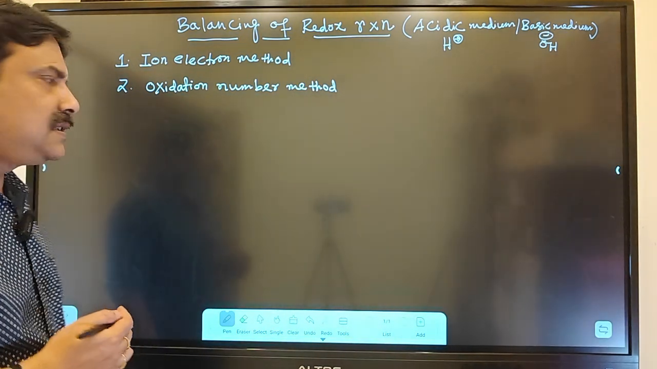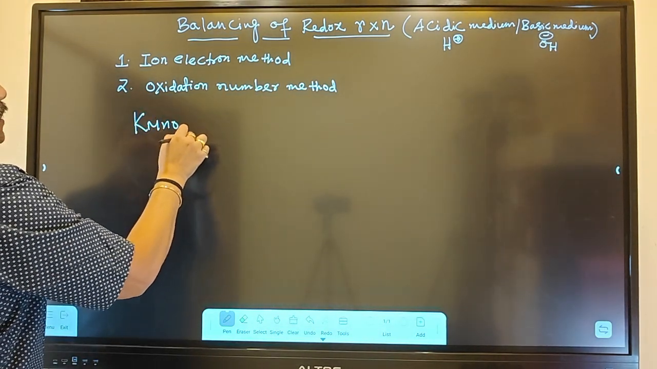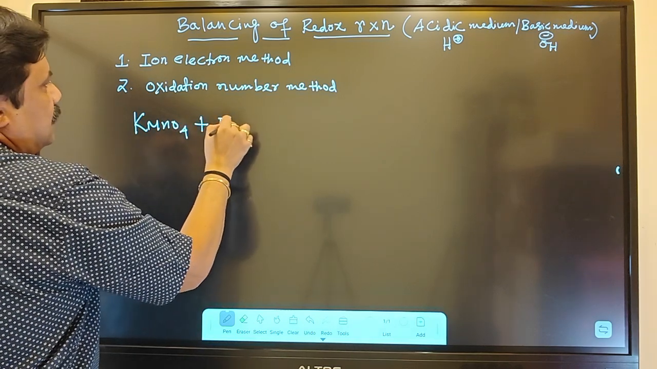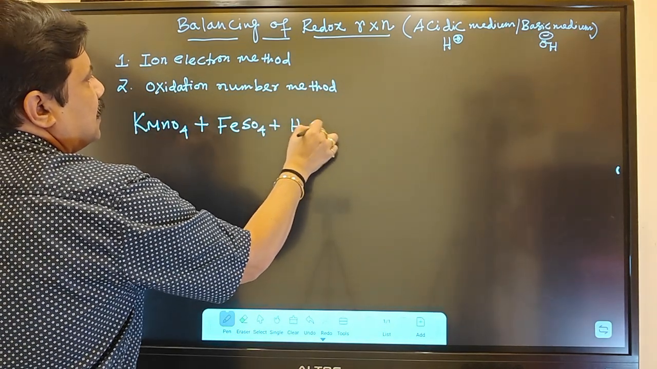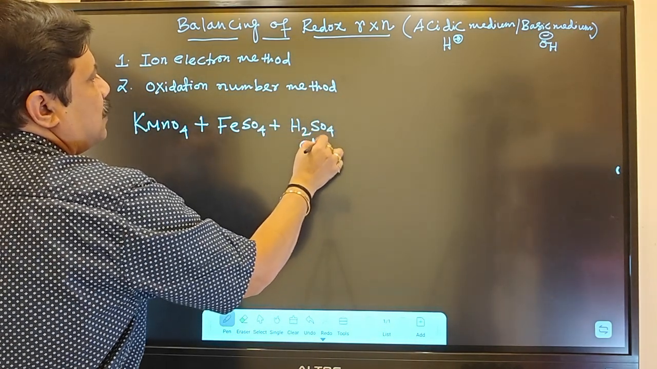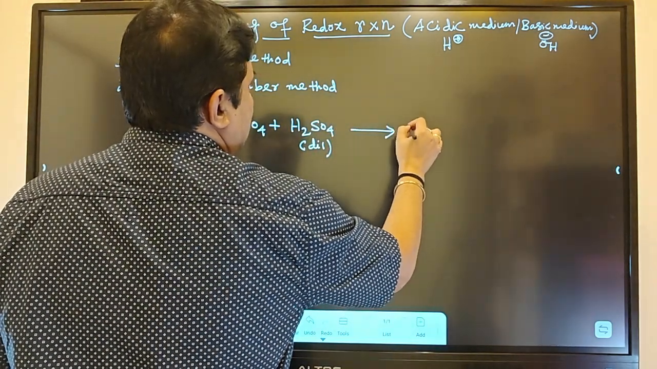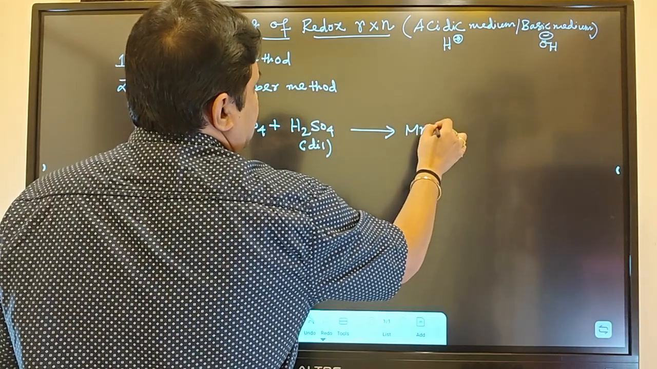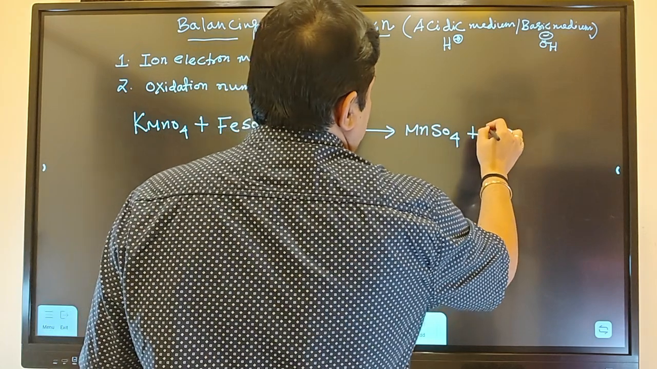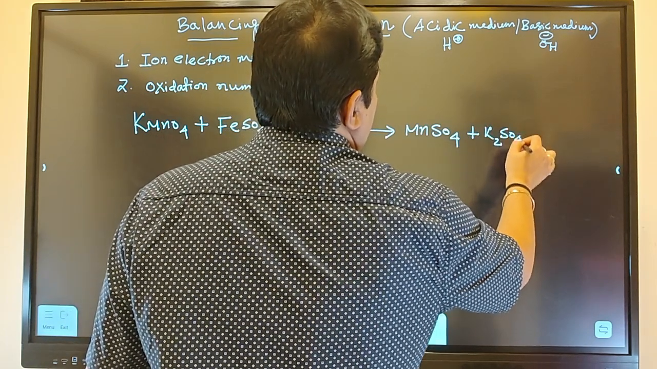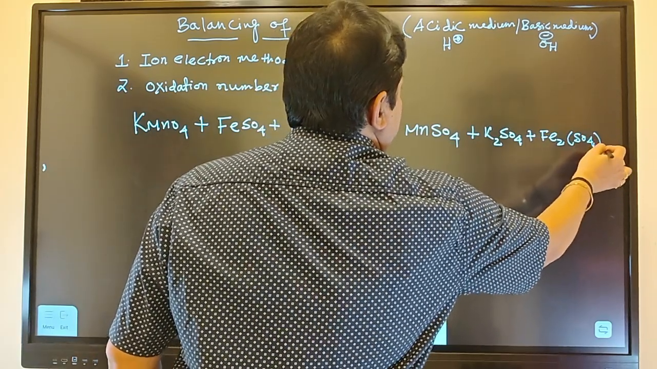Let us take one reaction like KMnO4 reacting with ferrous sulfate in acidic medium. Acidic medium means dilute H2SO4. This gives rise to manganese sulfate, K2SO4 and Fe2(SO4)3. But it is not a balanced reaction.